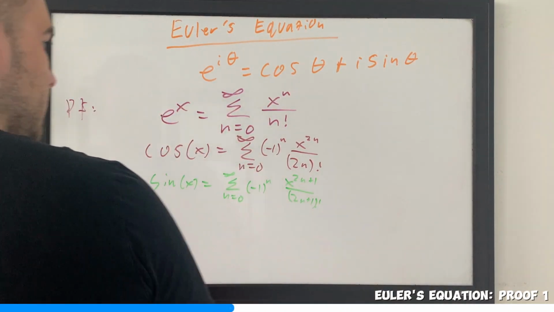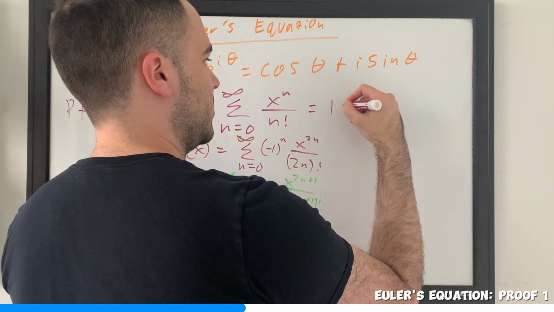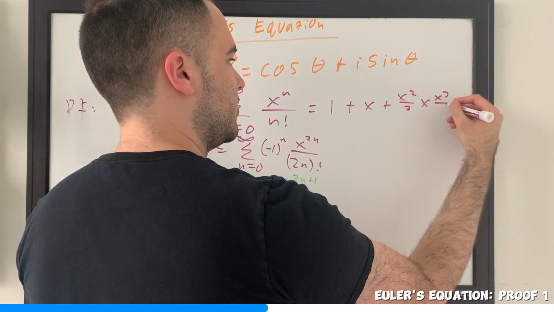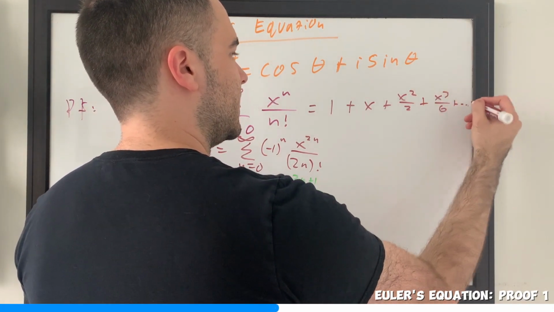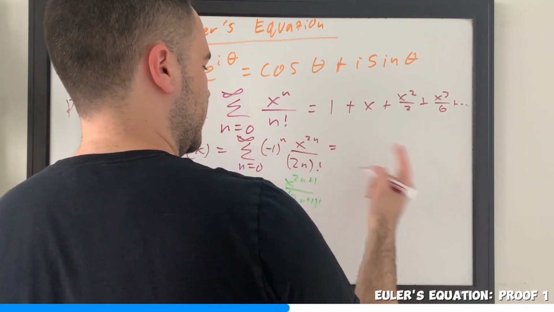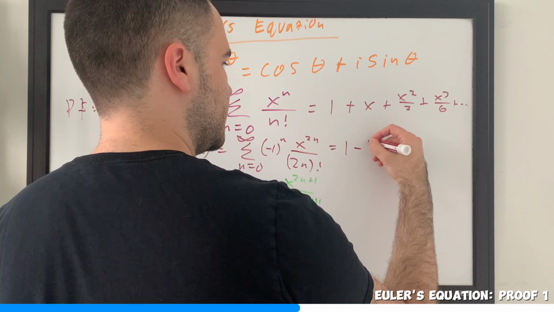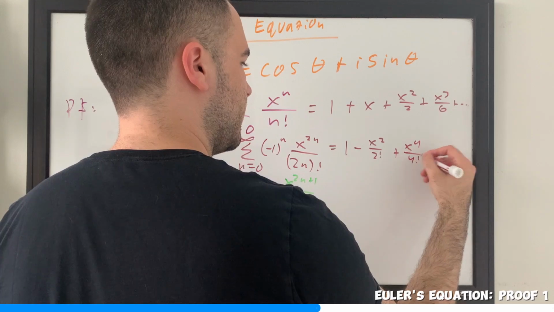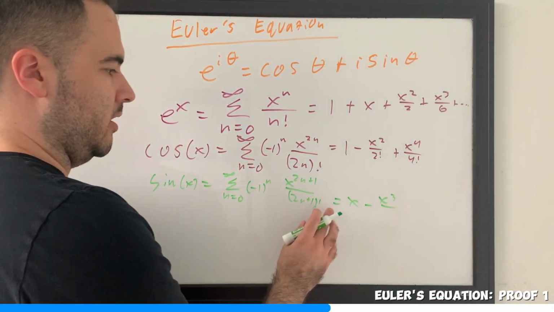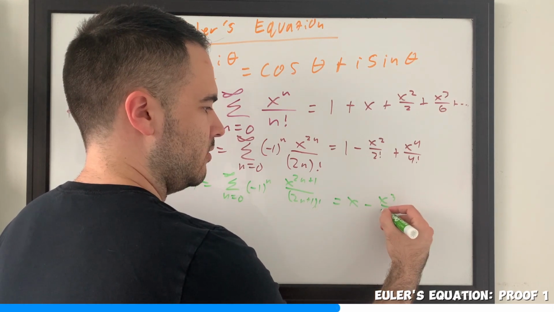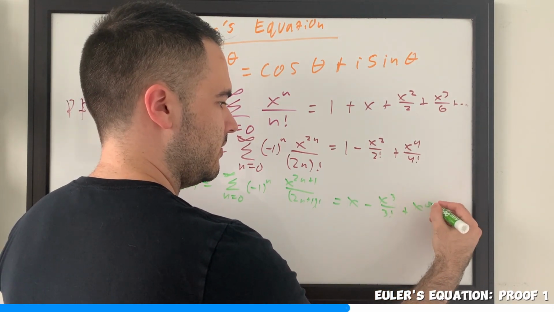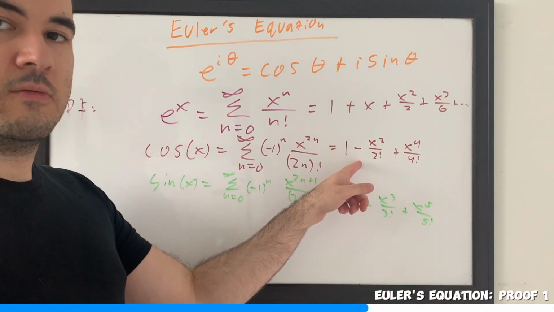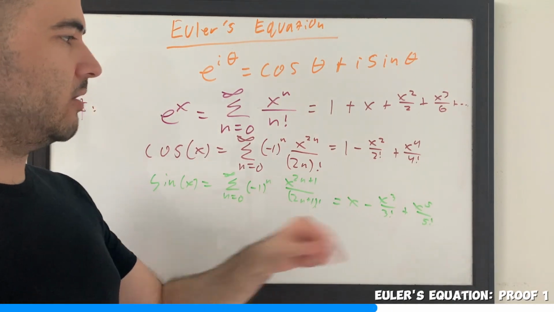So we can write the first few terms of the first one as 1 plus x plus x squared over 2 plus x cubed over 6, etc. The next one is the alternating even terms, which is going to be 1 minus x squared over 2 factorial plus x to the 4 over 4 factorial, etc. And the final one, which is x minus x cubed over 3 factorial plus x to the 5 over 5 factorial, etc. So cos basically includes all of the even x exponents, and sine includes the alternating of all of the odd ones.